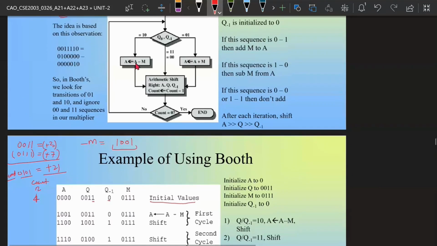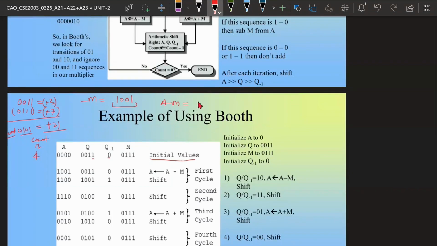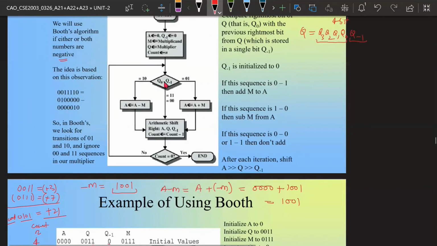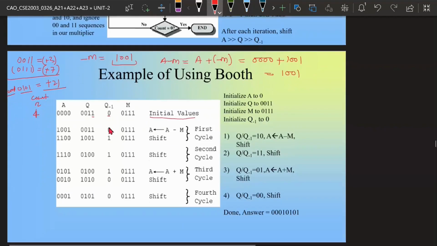When we need to do A minus M, instead of subtracting, we can add minus M. So A is initially 0 0 0 0 plus minus M, which is 1 0 0 1. Once we add, the result will be 1 0 0 1, and this is the result stored into A. Now we should check the values of Q0 and Q minus 1 again. It is 1 0, and when it is 1 0, it should do A minus M.